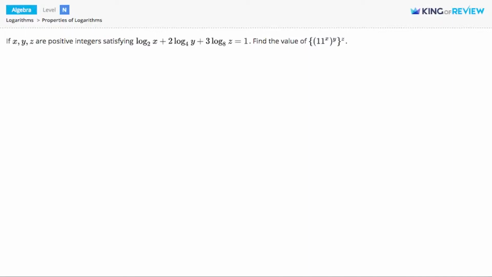So here we have a complicated logarithmic equation involving x, y, and z, and we're trying to find 11 to the x, to the y, to the z. So let's take a look at what we're trying to find first.